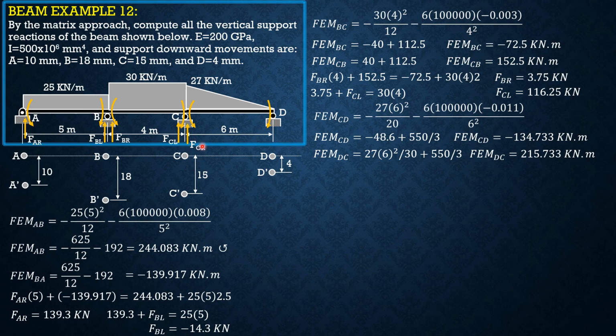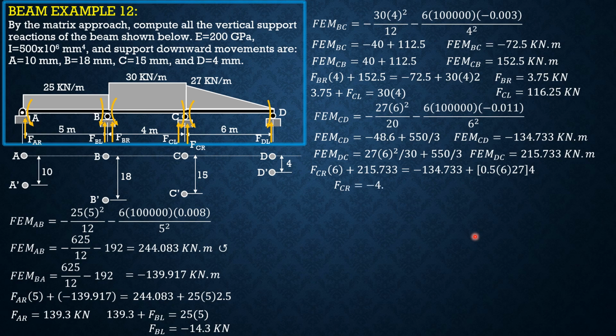Then let's solve for FC right and FD left. Considering CD, summation moment D equals 0: FC right times 6 plus 215.733 equals negative 134.733 plus the moment of the load, which is 1/2 or 0.5 of 6 times 27. Then moment arm 2/3 of 6 is 4. So this equals this moment here, but because this is negative, we carry the sign, plus the moment of the load, which is counterclockwise about D.